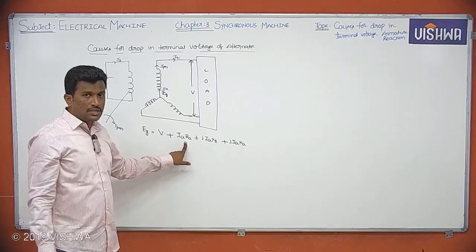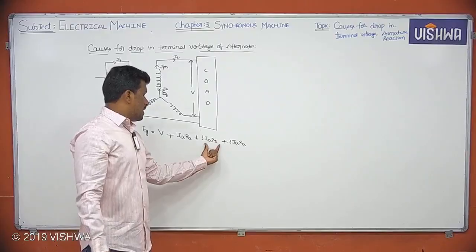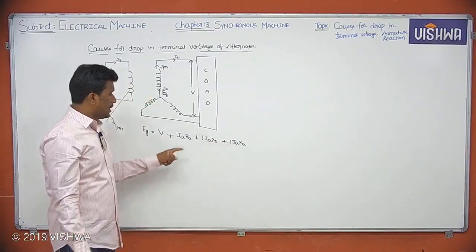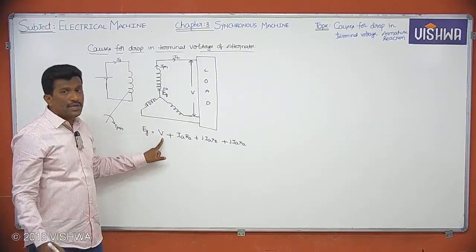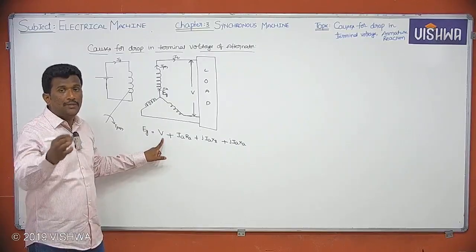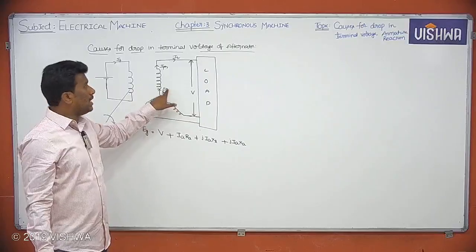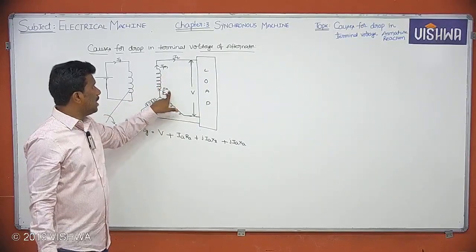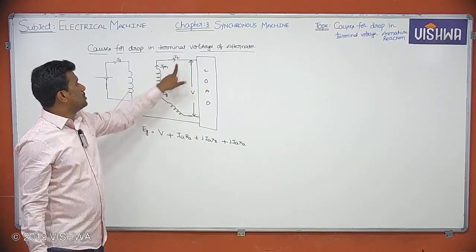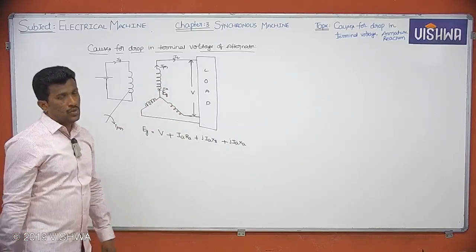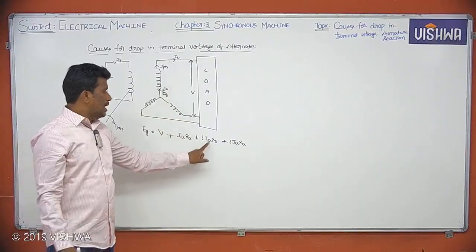Is it clear? That's the reason why I'm showing this drop with the resistance IaRa and this drop with the reactance symbols XL and XA. Here, in the nomenclature, Ef can be called the generated voltage, V the load voltage or terminal voltage, and Ia the armature current, or I can say load current, because in the star connection I phase equals IL equals Ia, so this armature current itself becomes the load current.